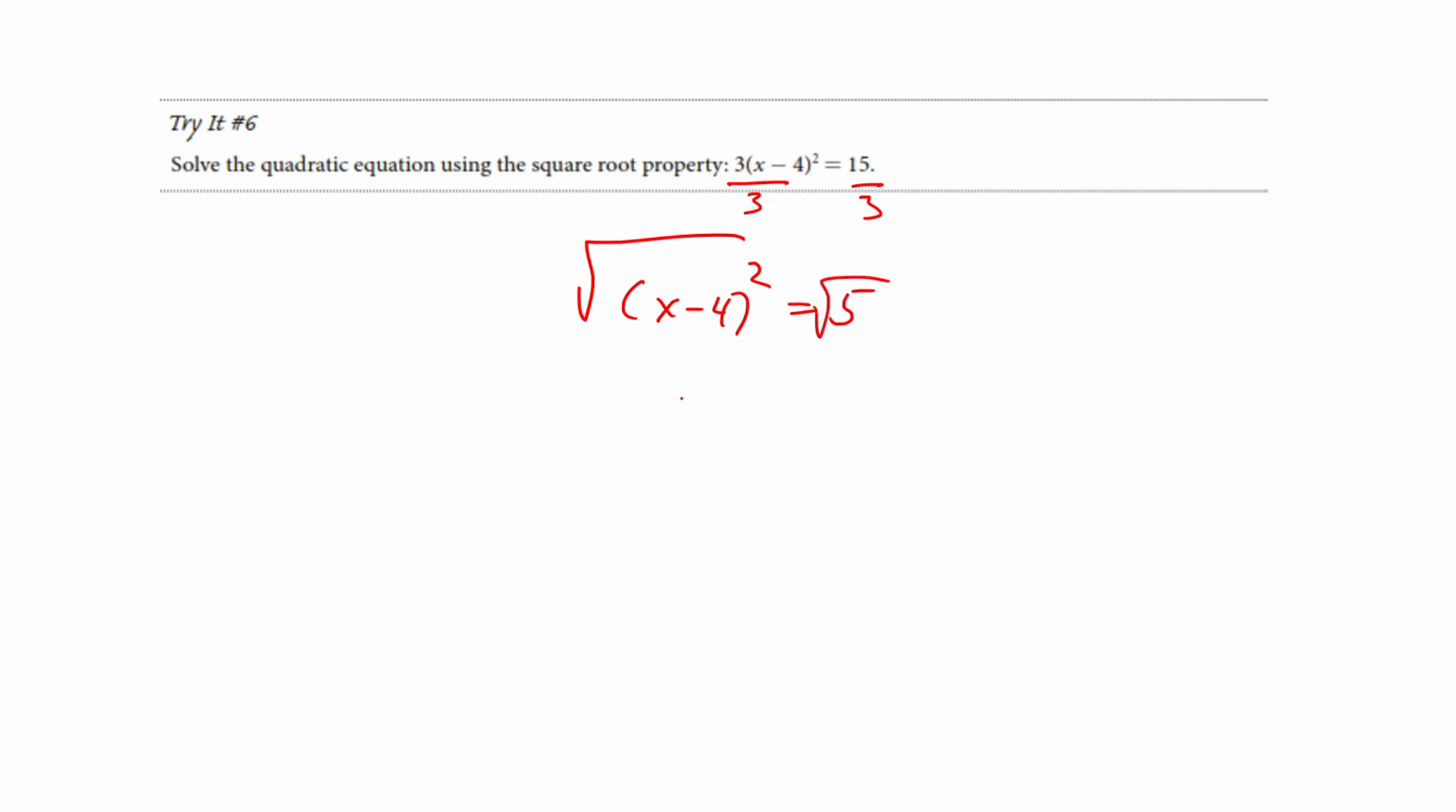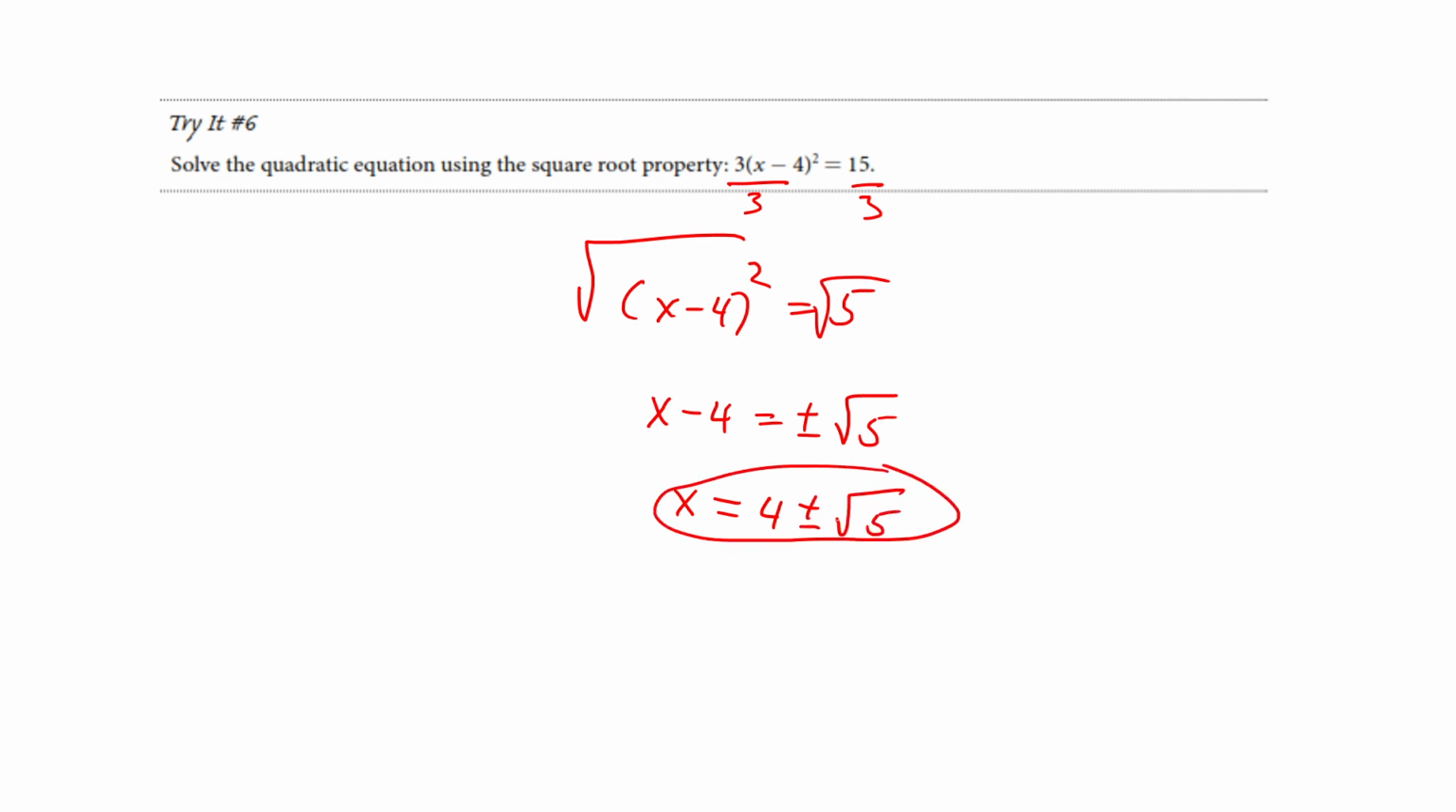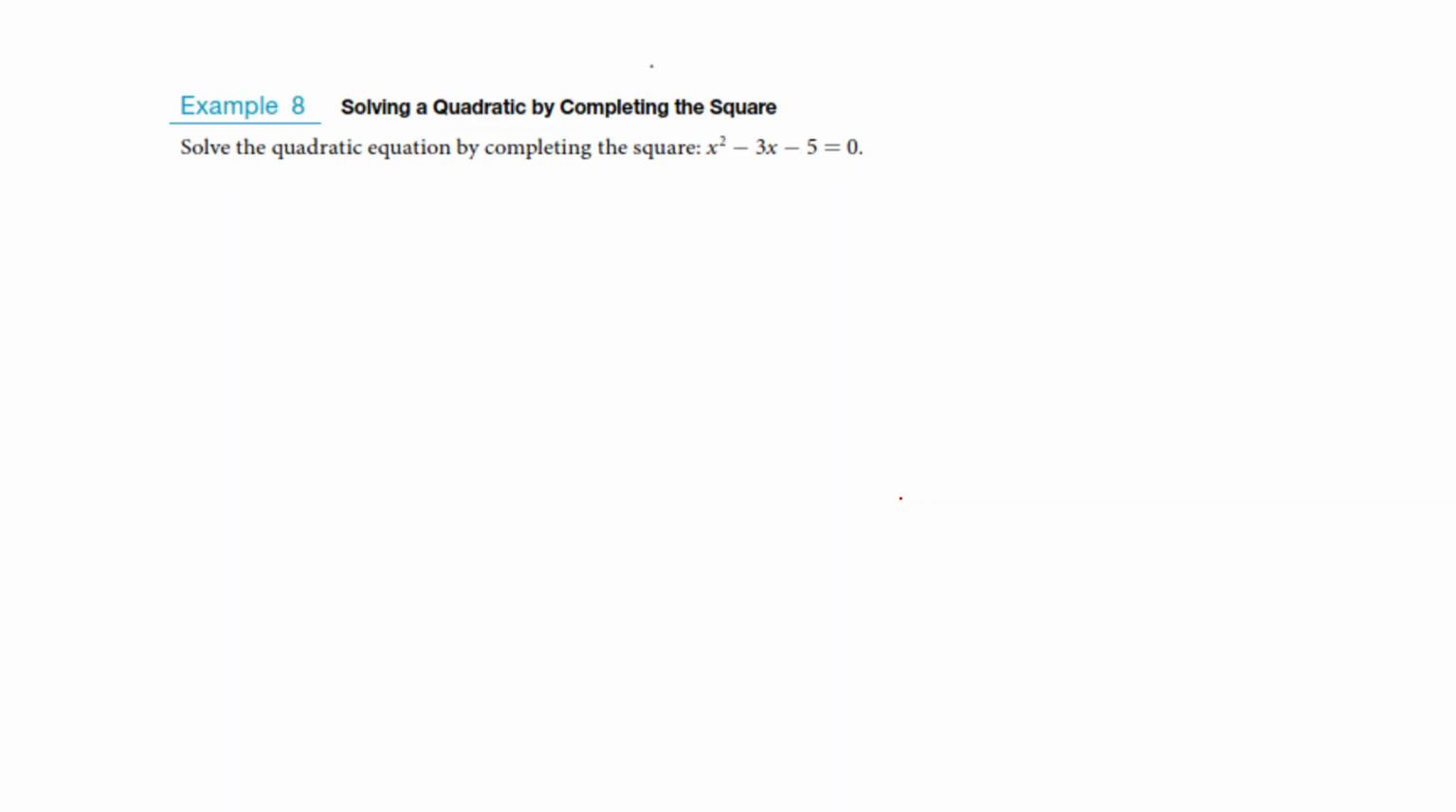Do it to one side, you've got to do it to the other. And you'd get x minus 4. Those are opposites, so they knock each other out. Equals plus or minus the square root of 5. So with quadratics, you've got to remember the plus or minus. That's a big deal here. Now we're not quite done. We don't have x by itself, so I'm going to add 4 to the other side. And I would get this. Now remember, this is two answers. This is 4 plus whatever the square root of 5 is. It's 4 minus whatever the square root of 5 is.